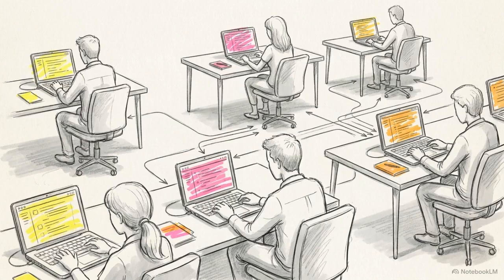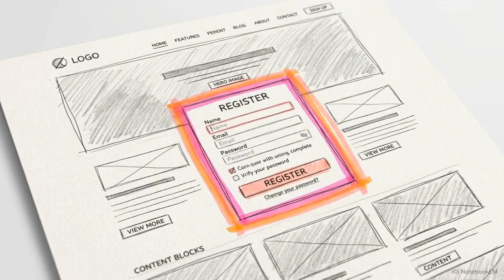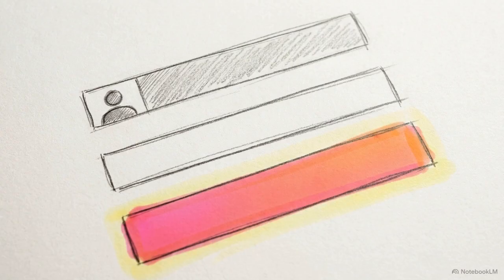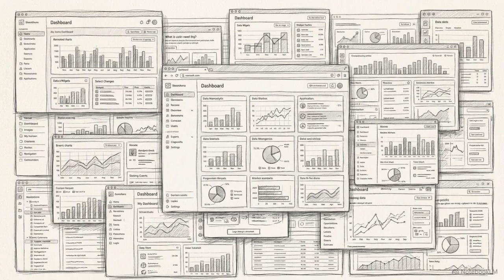Let's get to work. Step 1 is securing your free associate membership. Head over to the main registration page and look for the form at the center. Enter your full name and your best email address. Once your details are in, click the button right below it that says Get Started Now. It's 100% free.